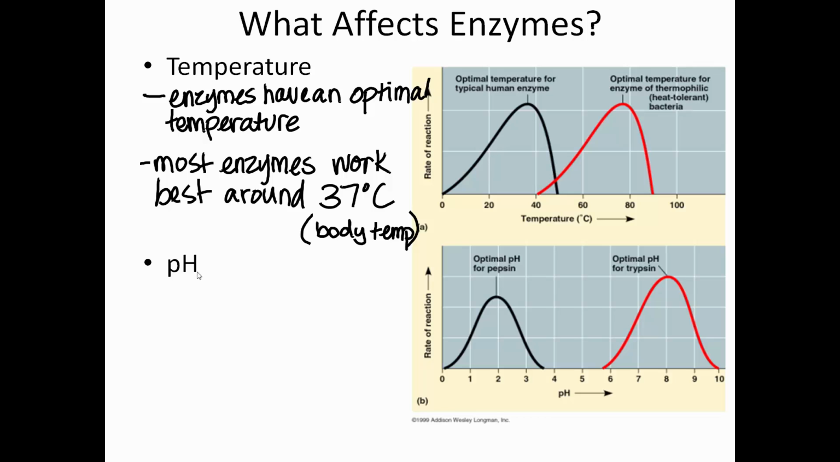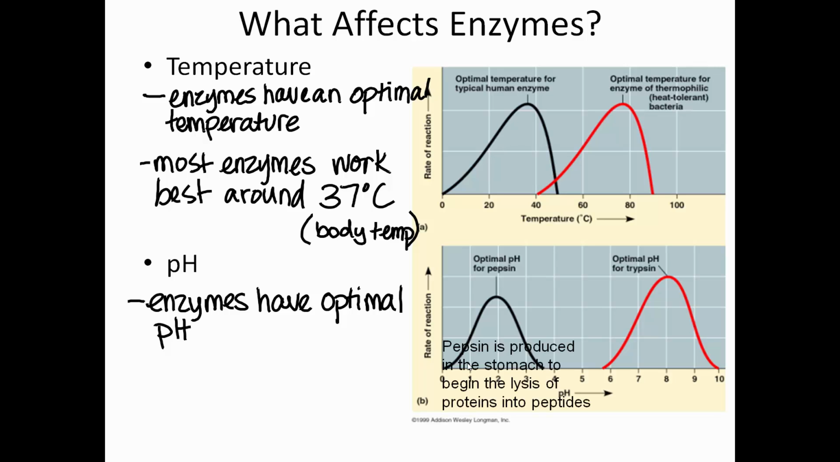pH, or the power of hydrogen, talks about how acidic or how basic something is. Enzymes have a very optimal pH as well. Pepsin, which is produced in the stomach and starts breaking the peptide bonds in proteins, has a pH of about 2, incredibly acidic. And then we have trypsin, which is produced in your pancreas. This also further breaks down peptide bonds.